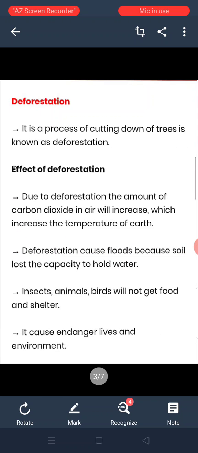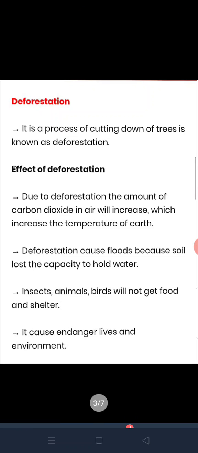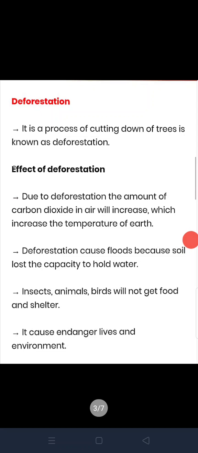Now, deforestation. The process of cutting down of trees is known as deforestation. So what is deforestation? The cutting down of trees on a large scale is known as deforestation. Effects of deforestation: due to deforestation, the amount of carbon dioxide in the air will increase, which increases the temperature of the earth. So due to deforestation, what will happen? The amount of carbon dioxide gas will increase in our atmosphere, due to which the temperature of the earth will also increase. Deforestation causes floods because soil loses its capacity to hold water.